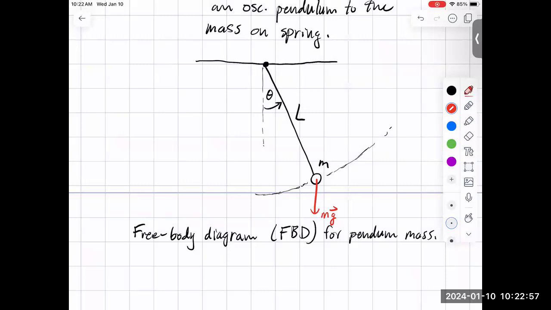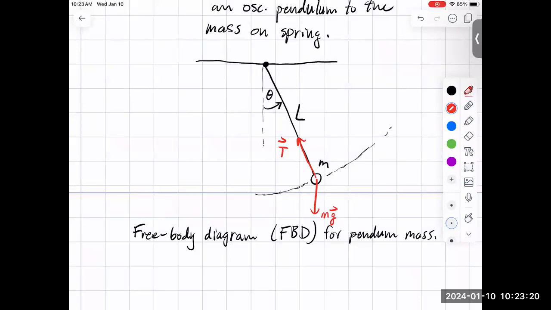What's another force acting on our mass? Tension, right? And tension is always applied directly along the length of the string. And so we have some tension in here. Okay, now, that's it. That's our free body diagram.